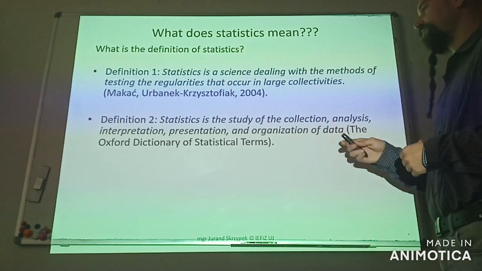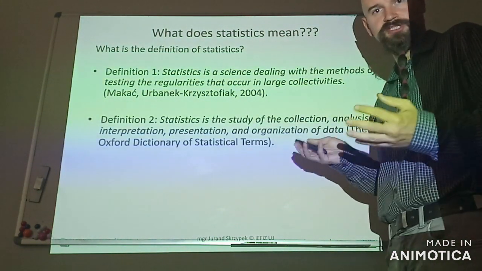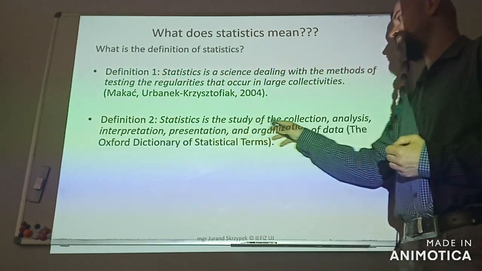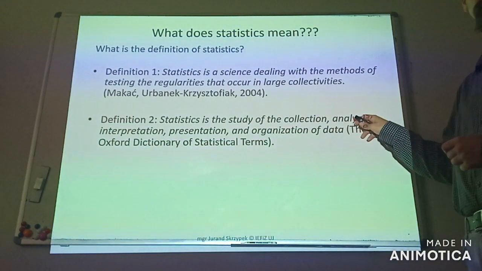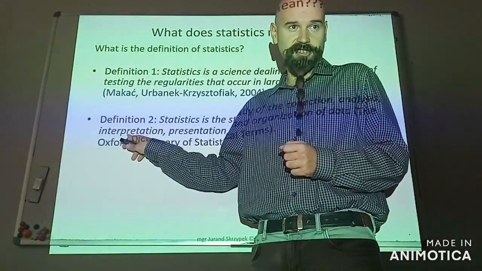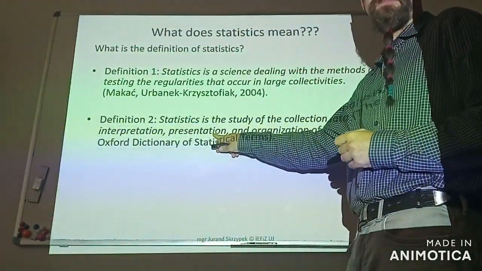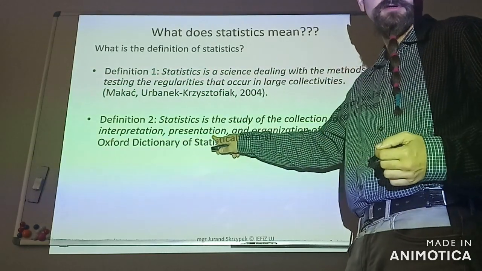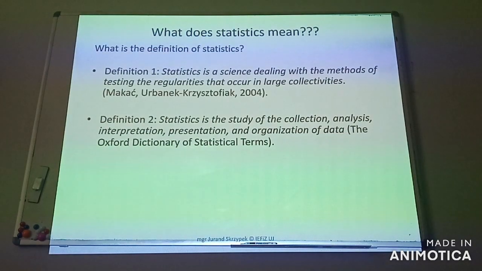Definition two refers to the statistical process. Statistics is the study of the collection, analysis, so it means to make some computations, interpretation of statistical measures, presentation, to make a graph or a table, and organization of data.